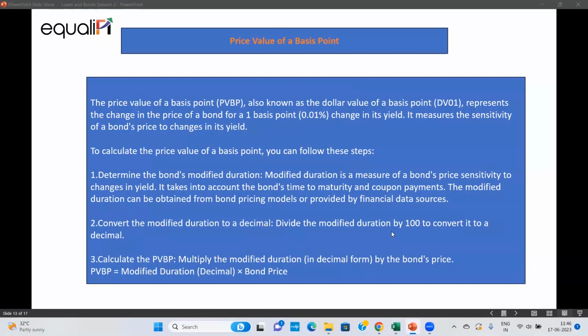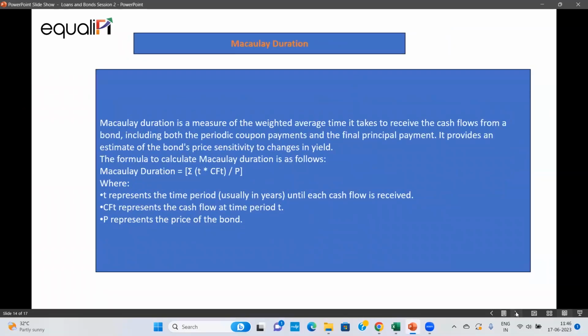So we got an idea about how to calculate the present value basis point, right? Then we will talk about the Macaulay duration. Now, what is Macaulay duration? It's a measure of the weighted average time it takes to receive cash flows from a bond, including both the periodic coupon payments and the final principal payment. It provides an estimate of the bond's price sensitivity to change in yield. So this is to some extent like the previous one, but the concept is slightly different.